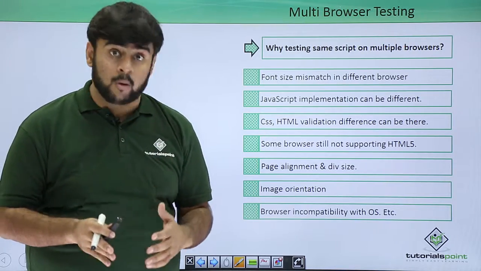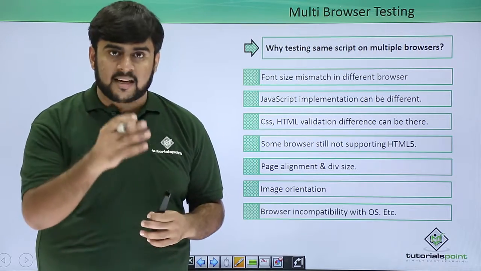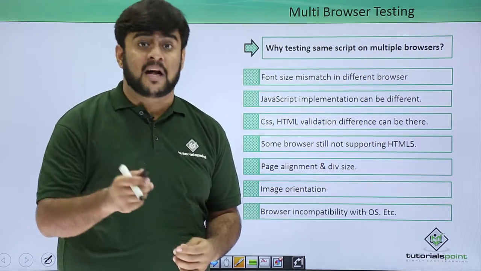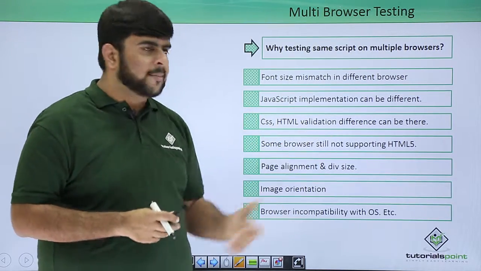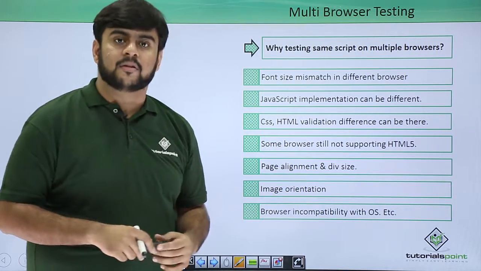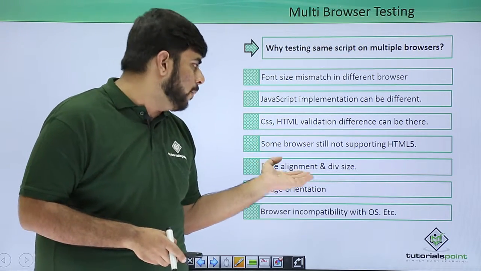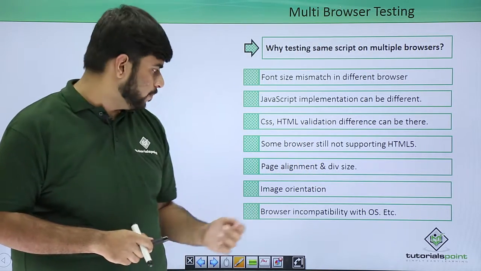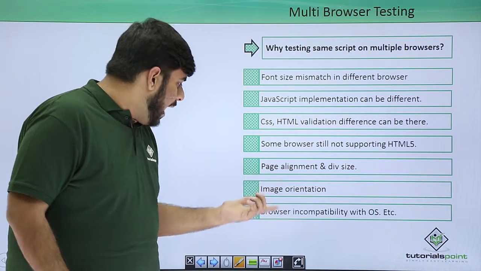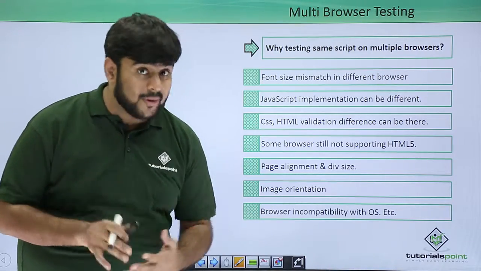Before that, let's have a look at what factors require testing of the same script on different browsers. The first is font size mismatch in different browsers. Then JavaScript implementation can be different. CSS and HTML validation differences can be there. There still are browsers which don't support HTML5. There might be page alignment or div size issues, a problem with the image orientation, and a particular browser might be incompatible with a particular version of OS.